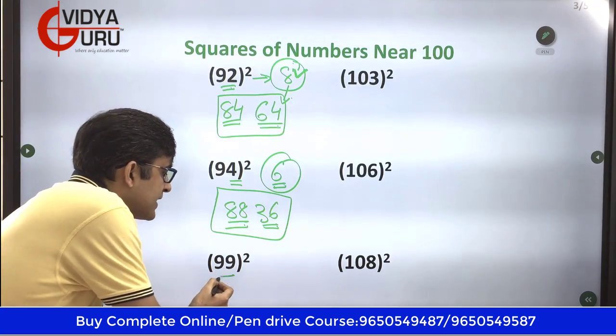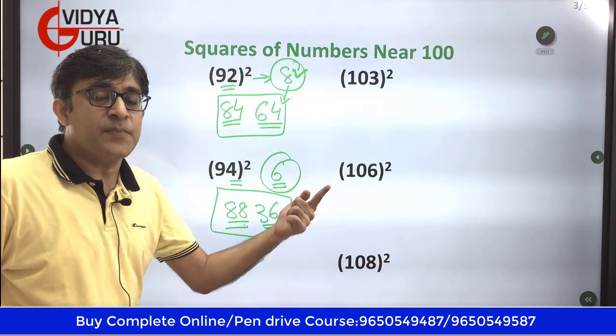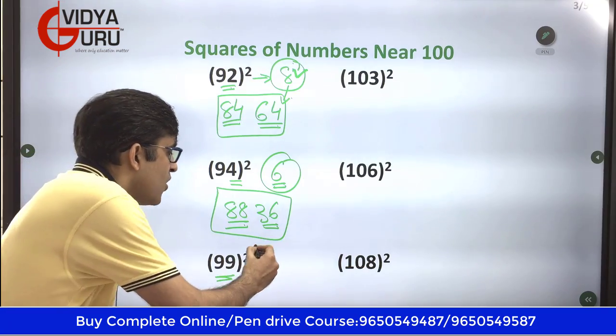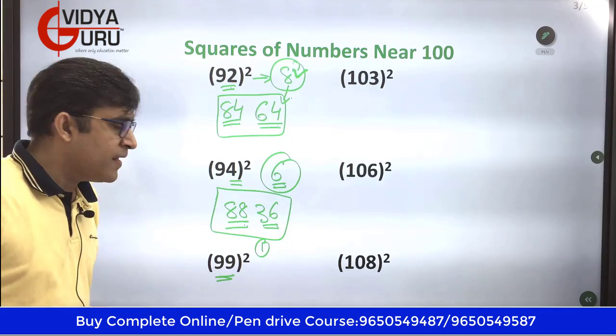Now let's look at 99. That's an important one. How less is it as compared to 100? We know it is 1 less as compared to 100. It is only 1 less as compared to 100.